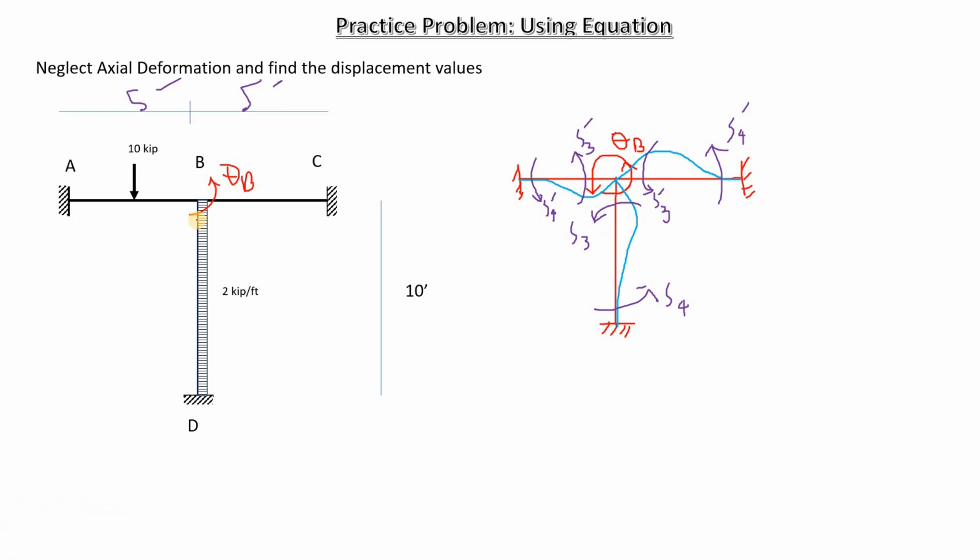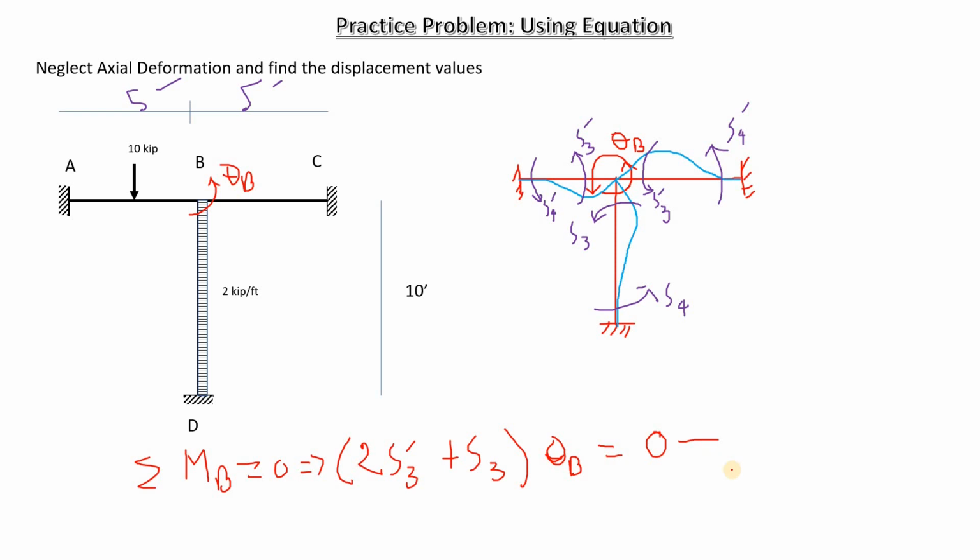So the equation, since the unknown is at point B, we're going to take the equation at point B. So we're going to write out summation of moments at B is equal to 0, where the moments are, we have 2 S3 prime plus S3 into theta B equals to 0 minus, and let me just first say that this is the K value.